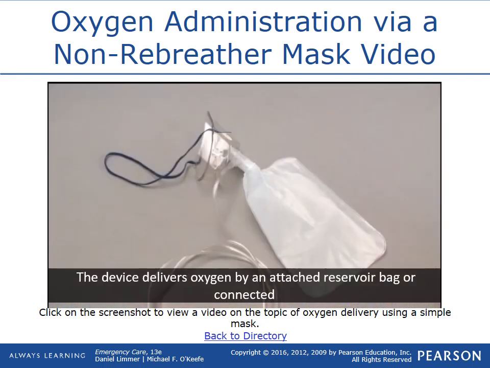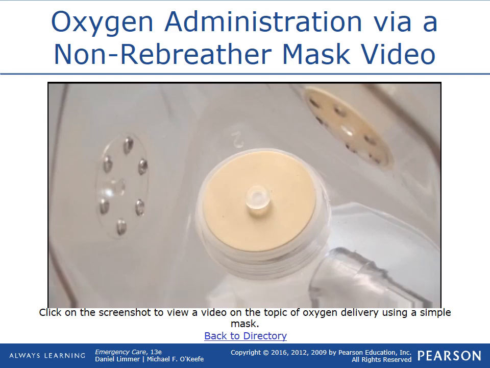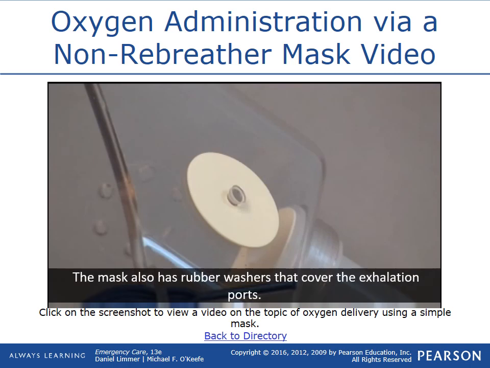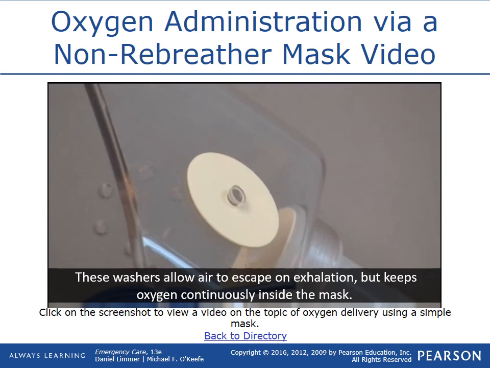The device delivers oxygen by an attached reservoir bag connected to the mask with a one-way valve. The valve prevents the patient's exhaled air from mixing with the oxygen in the reservoir area. The mask also has rubber washers that cover the exhalation ports. These washers allow air to escape on exhalation, but keep oxygen continuously inside the mask.